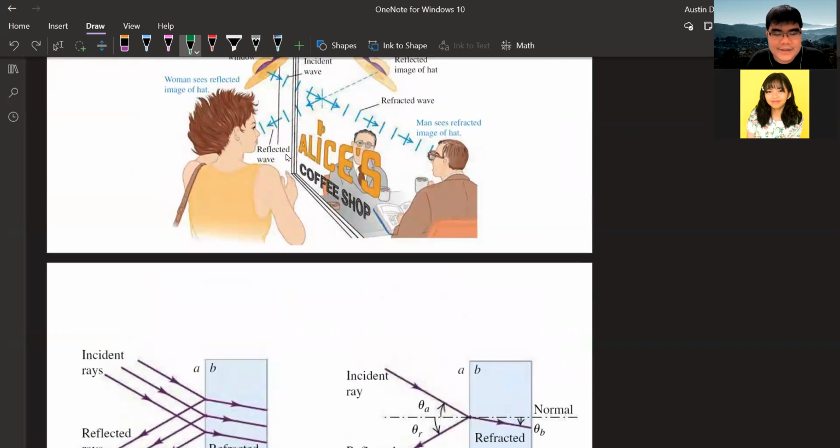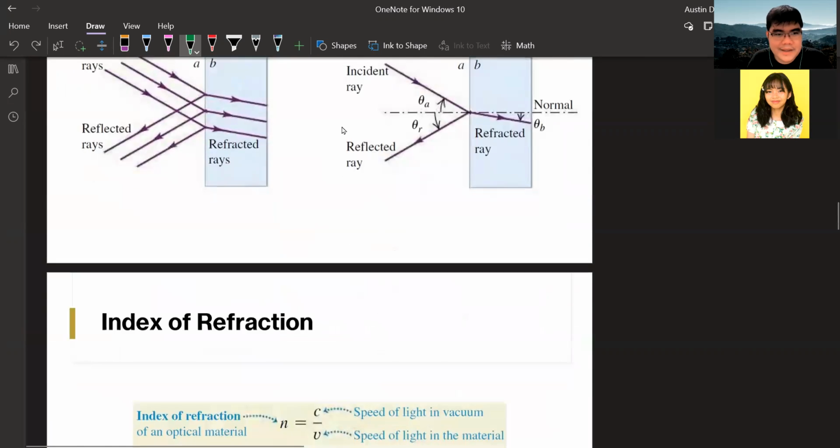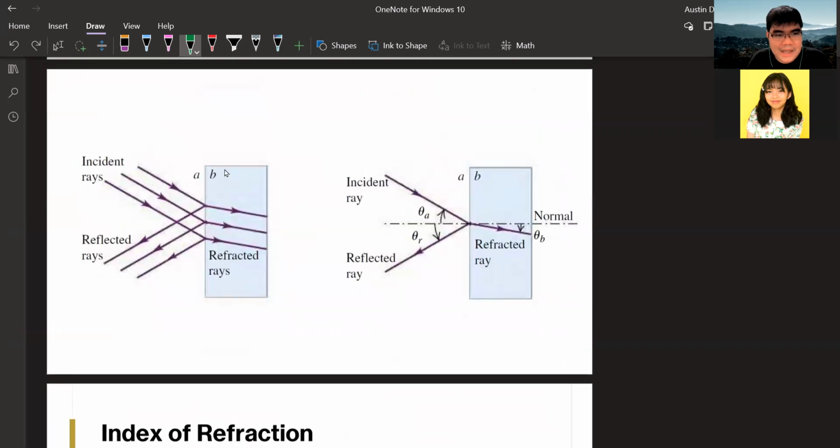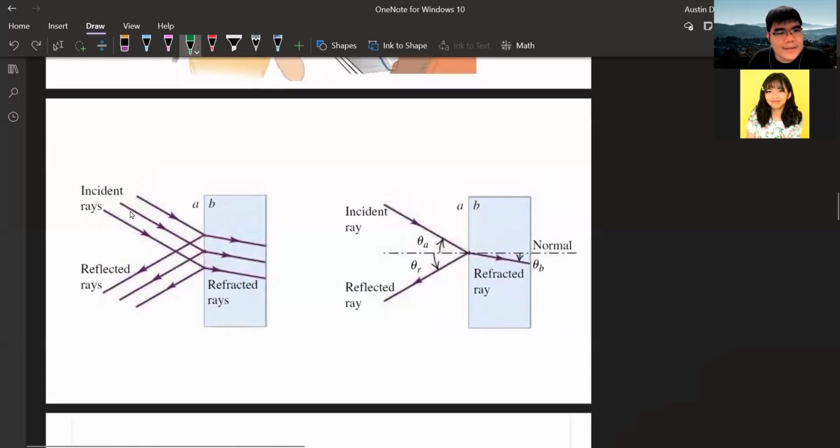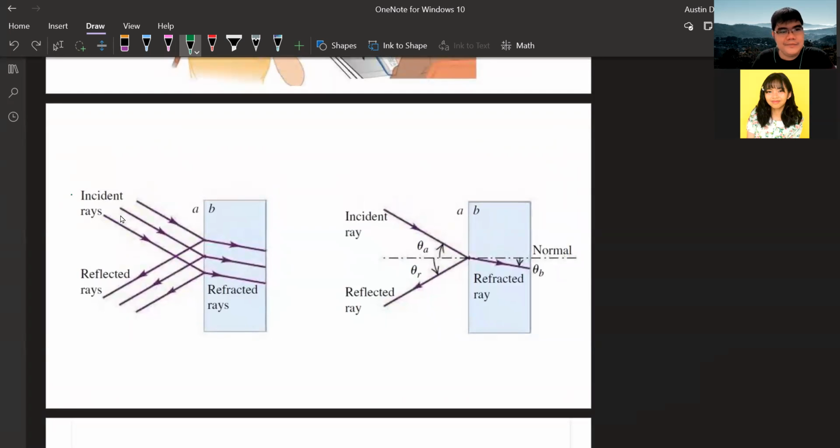So in our analysis here, kaya natin tignan to. Yung B natin would be the glass pane. Tapos yung A, yung position nung kung nasaan si ate girl. Okay, so ayan. Dito yung hat. Tapos si ate girl nandito.